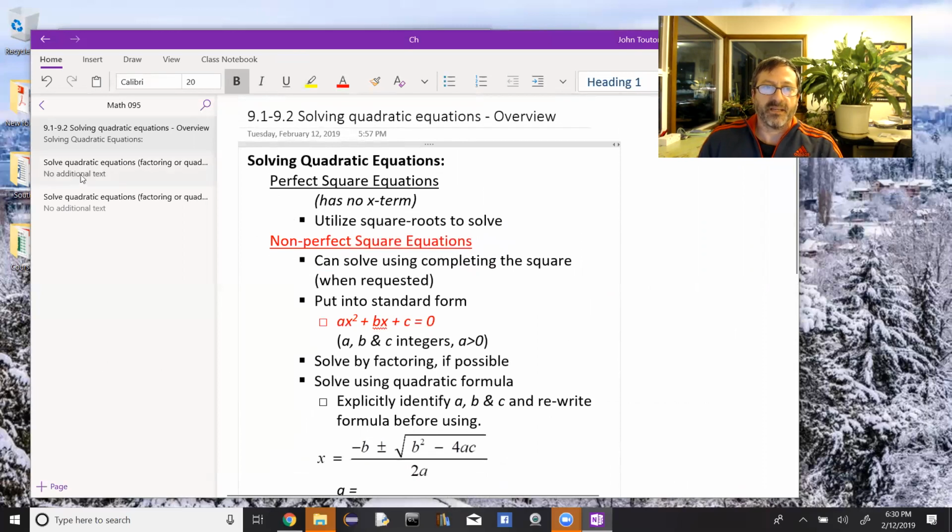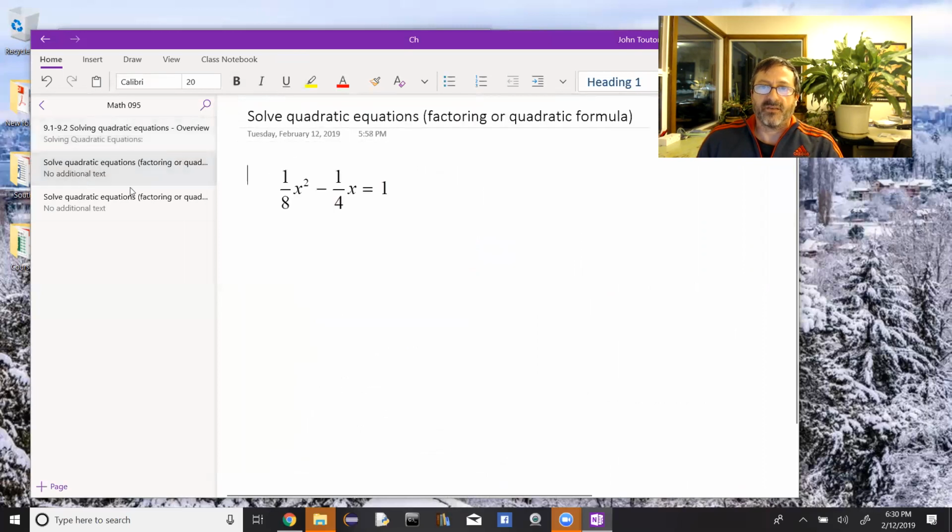All right, let's look at an example. So we're going to solve this equation, and the instructions would say by factoring or the quadratic formula. So we'll notice it's not a perfect square because we have a middle term of x: 1/8 x squared minus 1/4 x plus 1. It is also not in the standard form for two reasons: it's not equal to 0, and the coefficients are not integers, they're fractions. So I want to get rid of those fractions.